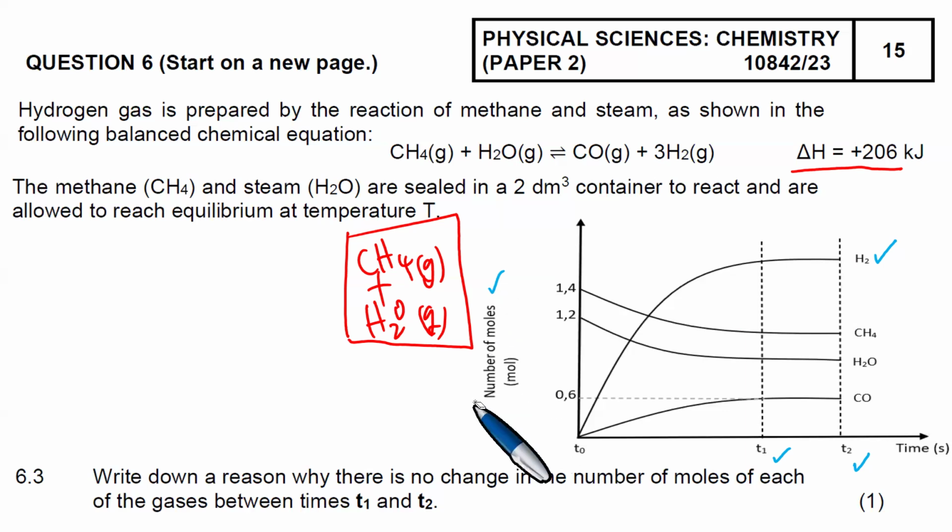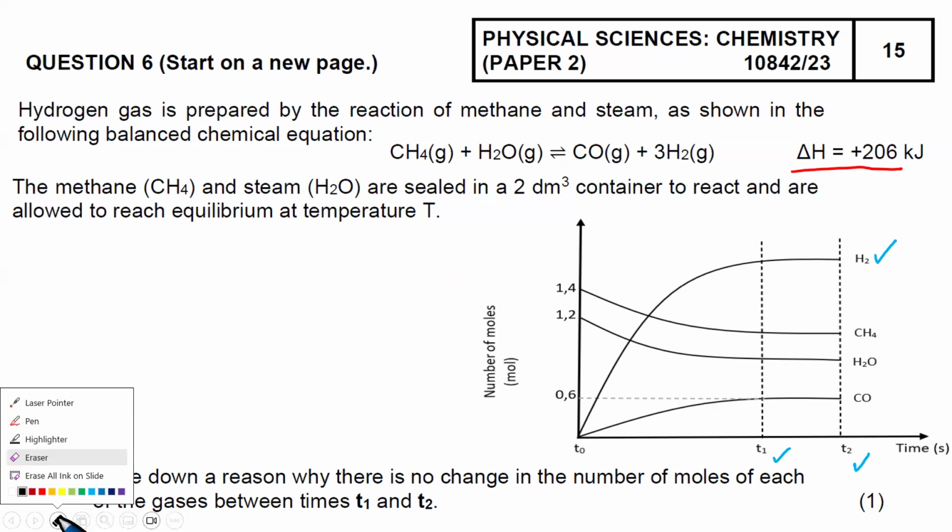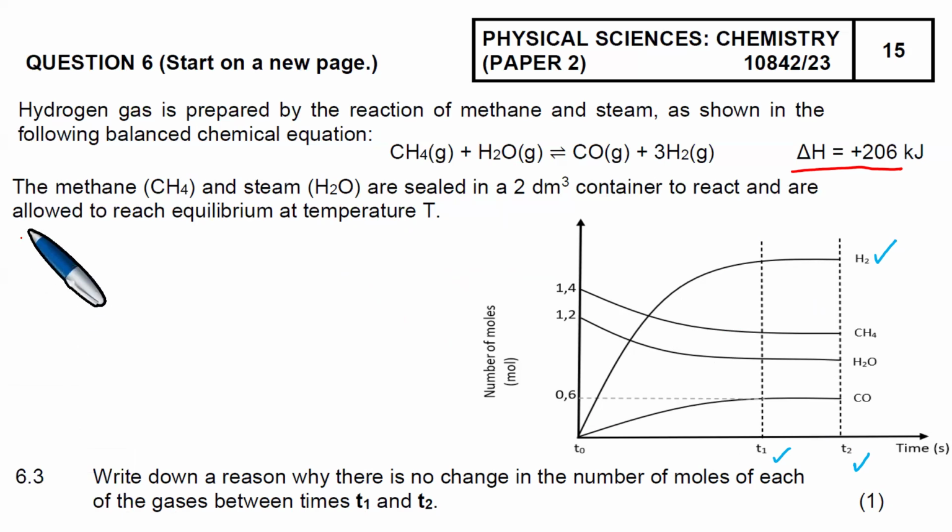The vertical axis shows the number of moles, and you can see the number of moles is level. Why is this the case? Okay, let's answer that question to explain why the graph is level. From time 1 to time 2, all the graphs, the CO graph is level. The H2O graph is level. The CH4 graph is level. The hydrogen graph is level. They're all level. They're not either increasing or decreasing.